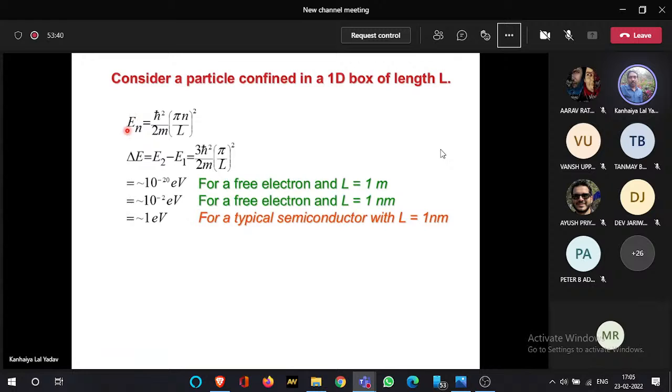So this formula, you know, the energy eigenvalue is h cross whole square by 2m, pi n by L. If L is the length of the quantum well, then E2 minus E1, when L is 1 meter, this difference in energy is 10 to the power minus 20 electron volt. And if you take L equal to 1 nanometer, this comes to 10 to the power minus 2. And typical semiconductor materials of 1 nanometer size have 1 electron volt, that is the band gap. So energy level separation is of the same order as in the atoms.